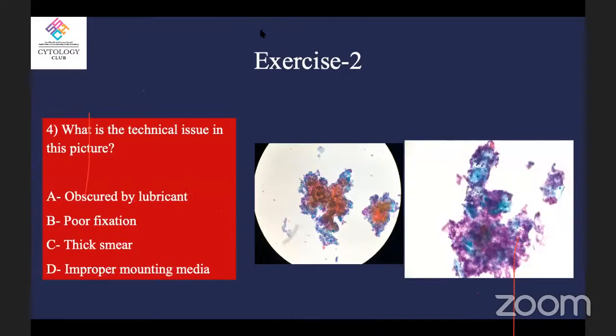So the majority go with obscured by lubricant. Yes, it's the correct answer. The lubricant obscured more than 75% of the cells. Actually, in this case we repeated it, we washed it with the solution, and again it's still unsatisfactory for evaluation.